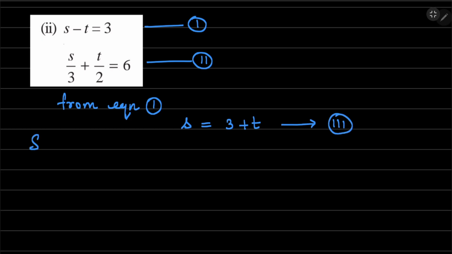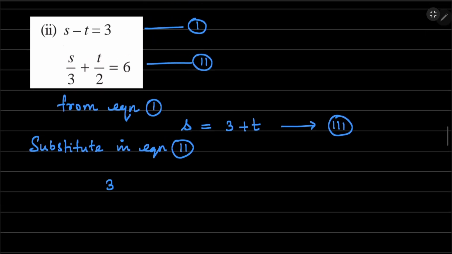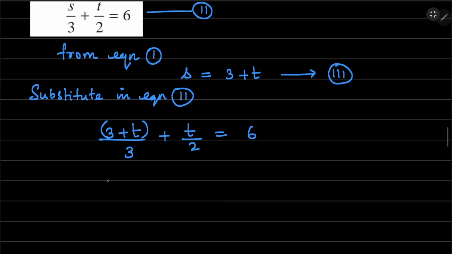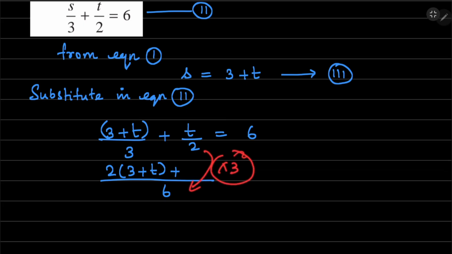And then you can substitute in equation 2. So in place of s, what do I write? 3 plus t, whole divided by 3, plus t by 2 is equal to 6. Take the LCM. LCM is 6. So 3 twos are 6. So 2 multiplied by the numerator, 3 plus t, plus what multiplied by 2 will give you 6? 3. So this 3 has to be multiplied with the numerator. So it's 3t, equal to 6.